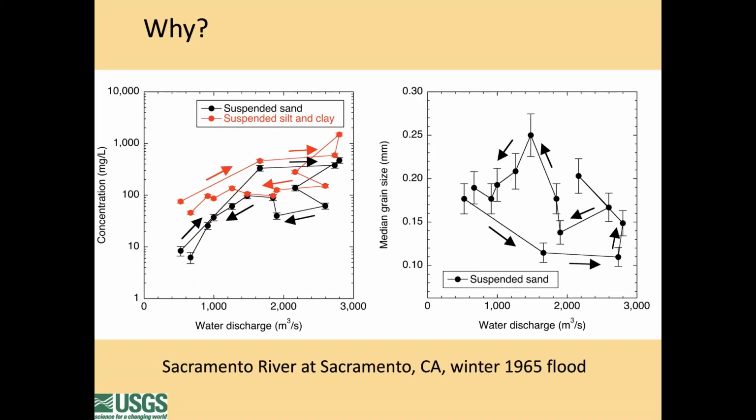This is an example from the Sacramento River in California, showing that during the rising limb of floods, you have higher concentrations of silt and clay and sand than you do on the recession. And the reason for that is during flood events on this river, you're basically running out of sediment. And that's exhibited by the fact that you have coarser sand sizes on the rising limb than you do on the recession as you're depleting the sediment supply during the flood, which is giving rise to this loop of concentration.